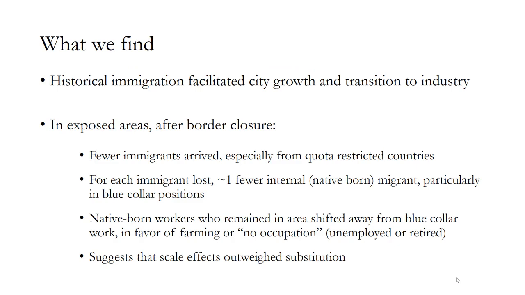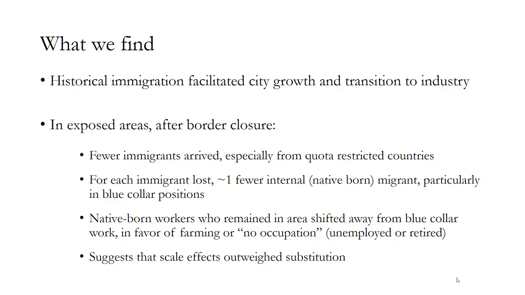So what we find is that historical immigration facilitated city growth and transition from farming to industry. So in exposed areas, locations that were more exposed to the policy, after the border closure, we see the following things. First, we see fewer immigrants arriving to those locations, especially from quota-restricted countries. We see that for every immigrant that was lost, one fewer internal migrant arrives. So actually, in places where immigrants have been flowing in, native-born internal migrants were also attracted to those areas.